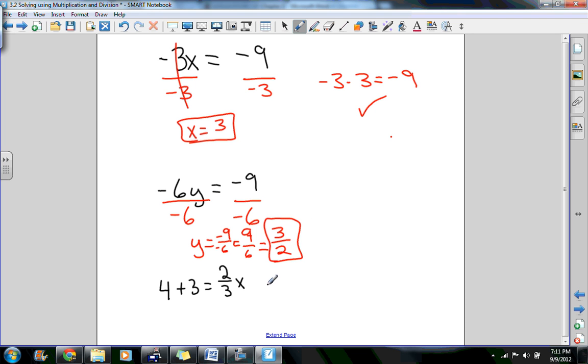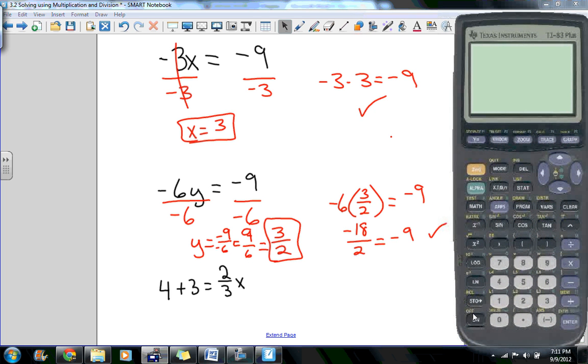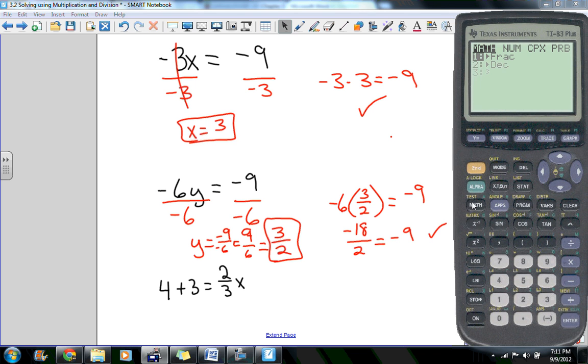Now I have fractions as my answer, therefore I'm definitely going to check with a calculator. So I go -6 times 3 over 2 equals -9. Well, I know -6 times 3 is -18 divided by 2 is equal to -9, so I know it checks. To show you how to do it on a calculator, you simply go -6 times 3 divided by 2.